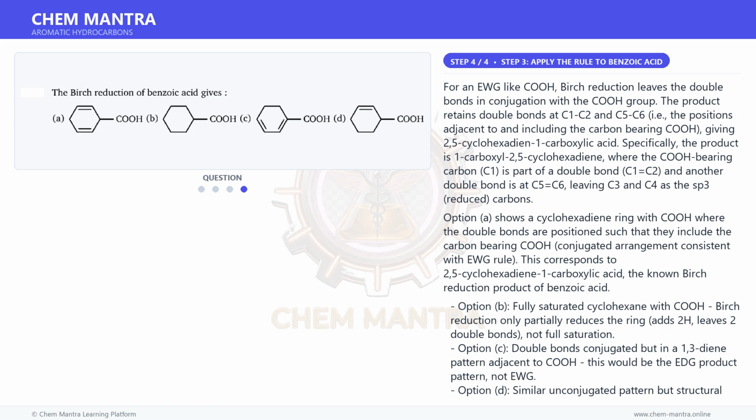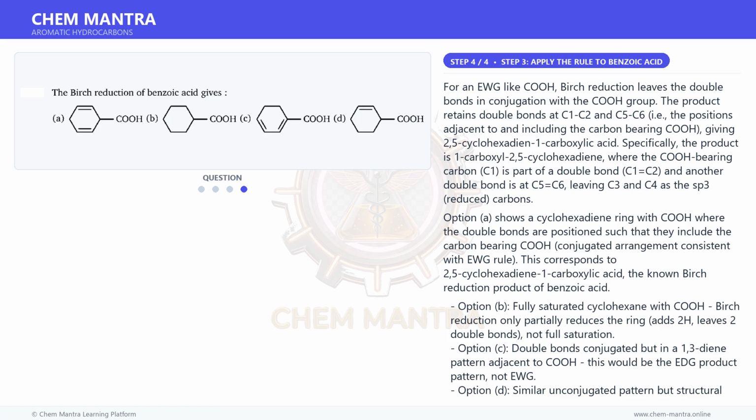The product retains double bonds at C1, C2 and C5, C6, i.e., the positions adjacent to and including the carbon bearing CHO, giving 2,5-cyclohexadiene 1-carboxylic acid. Specifically, the product is 1-carboxyl 2,5-cyclohexadiene, where the CHO-bearing carbon, C1, is part of a double bond, C1 equals C2, and another double bond is at C5 equals C6, leaving C3 and C4 as the sp3, reduced carbons.